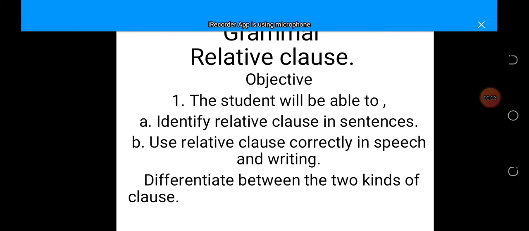The objective of the lesson is that the students will be able to identify relative clause in sentences. Two, use relative clause correctly in speech and writing. Then lastly, and very important, differentiate between the two kinds of relative clause.